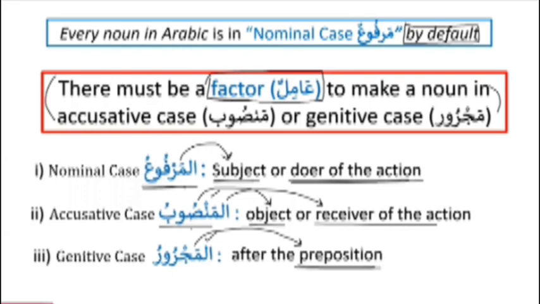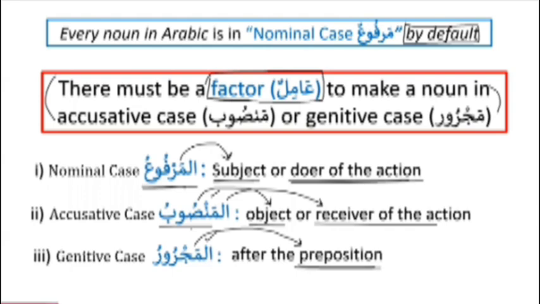And when we say mansub, it means something that has been erected. For example, you erect a flag in the ground. So something that has been erected in the ground, that is called mansub. And majrur, something that has been dragged. What does that mean? For example, you're trying to lift something, and it is very, very heavy, and you don't know how to lift it. So what you will do, you will try to drag it.